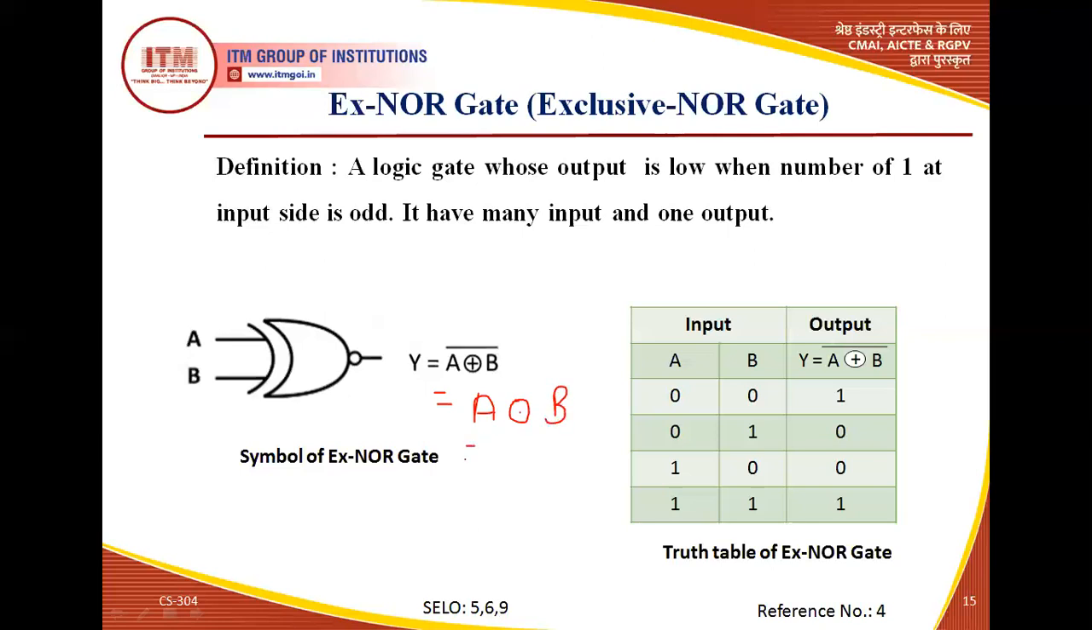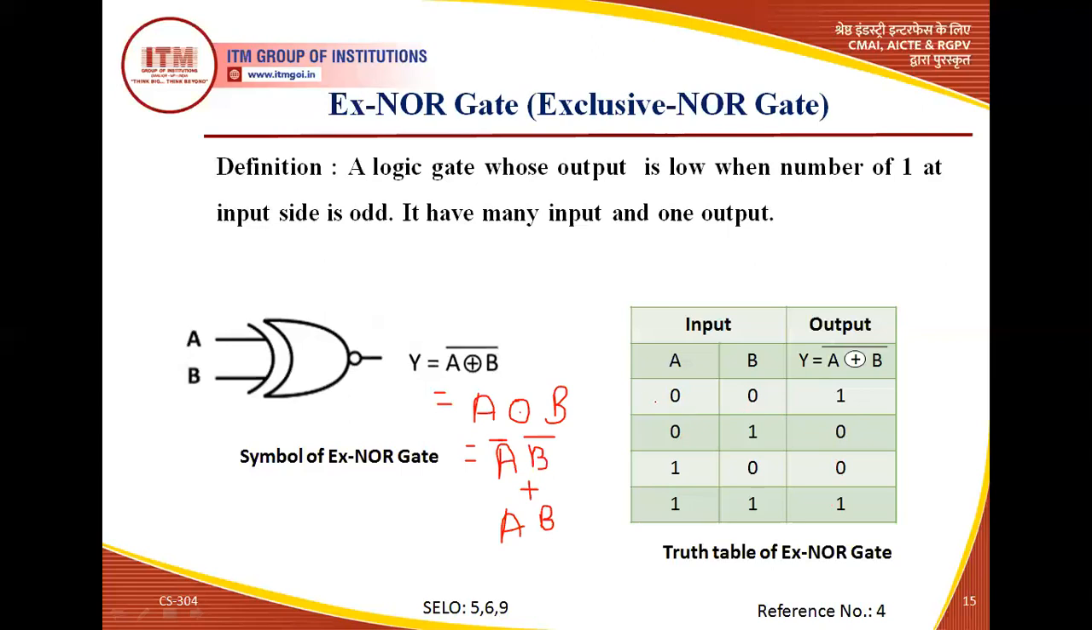If we see the Boolean expression in SOP form, it can be written as A bar B bar plus A B. That is the Boolean expression for the XNOR gate. Now if we see the truth table, if we give the input 0 0, we get the output high, then 0, 0, 1. So it just inverts the output of the XOR gate.